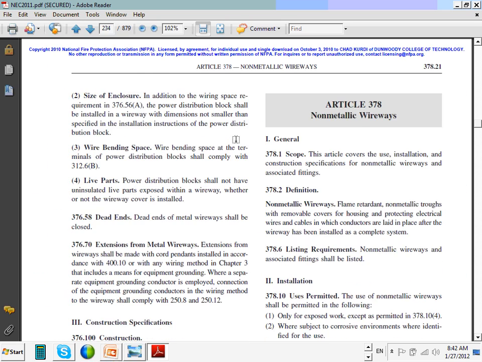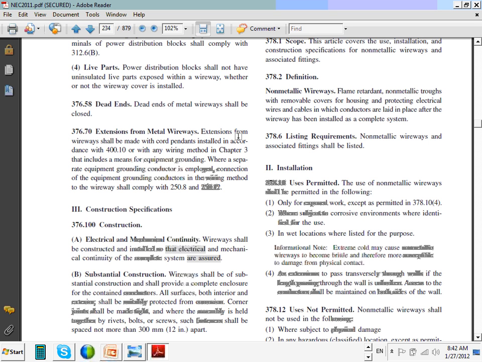Now, where would you use non-metallic wireways? First, where would you use wireways? Surface mounted extension for existing building, remodeling, and so forth.